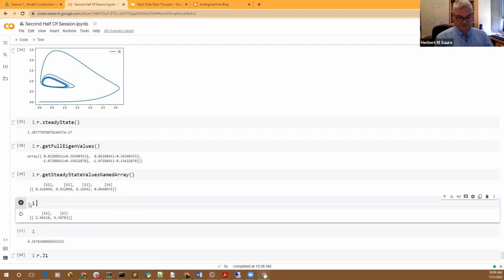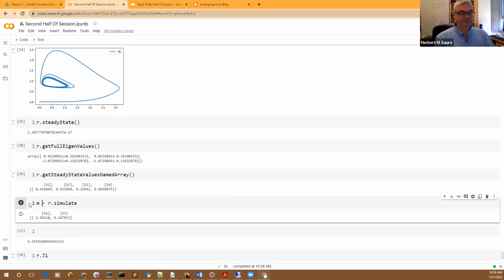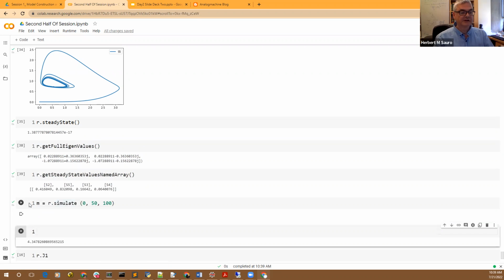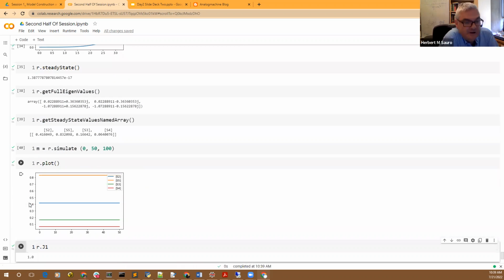So now let's do a simulation. I'll simulate. Equals, not minus. Oops. 0, 100. Let's do 50, 100. And then r.plot. We should see straight lines. And there they are. Now, to show that it's unstable, I will take S2 and perturb it.